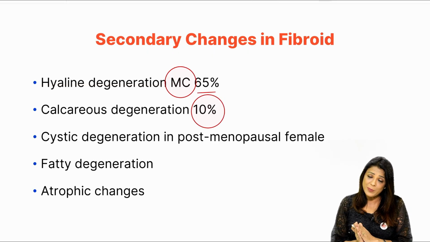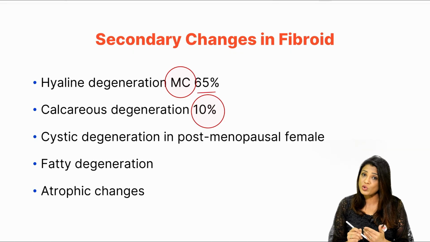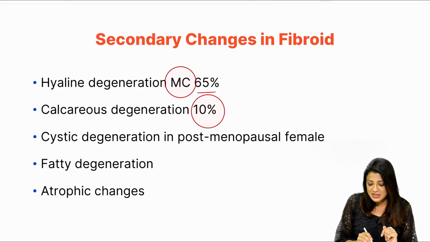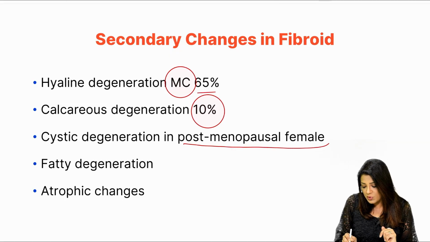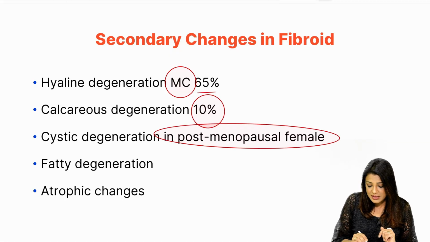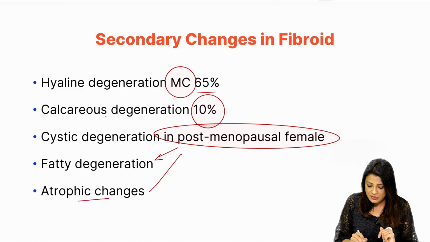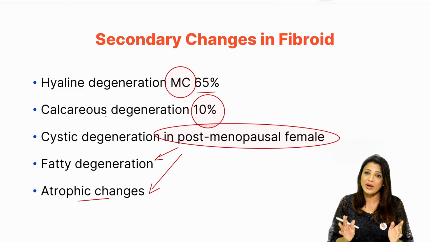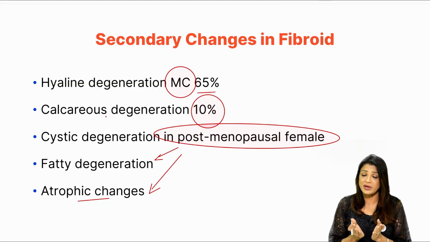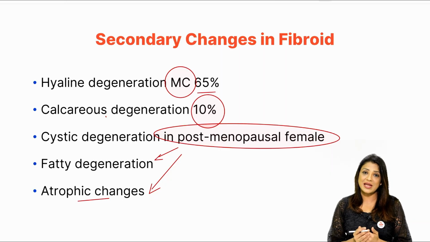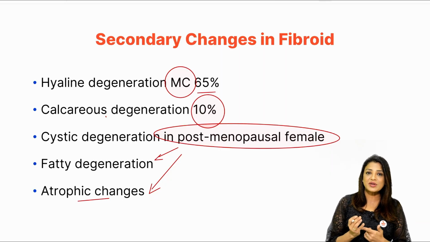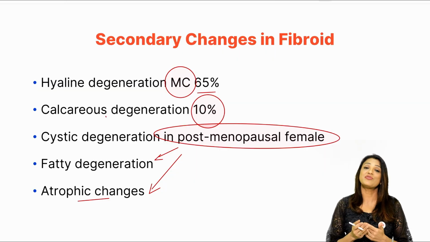Now how it presents and which age group is more prone for these degenerations, I'll tell you. Cystic degeneration is again seen in postmenopausal females. Okay. This calcareous and cystic, they are both seen in postmenopausal females. Fatty degeneration is also seen in postmenopausal females. Atrophic changes are again very common in postmenopausal females. Why? Because it is an estrogen dependent tumor, and whenever the estrogen level goes down in the menopausal group, that is the time when they can undergo all the kinds of calcific, cystic, atrophic and even fatty degenerations.